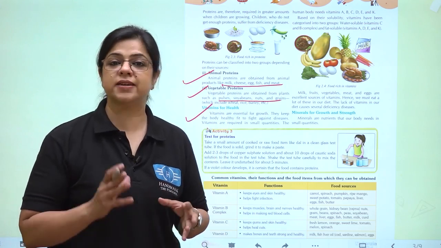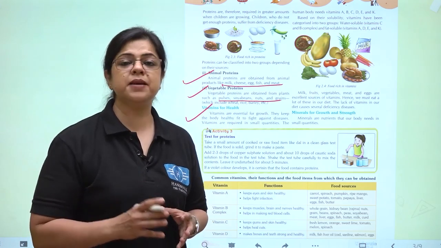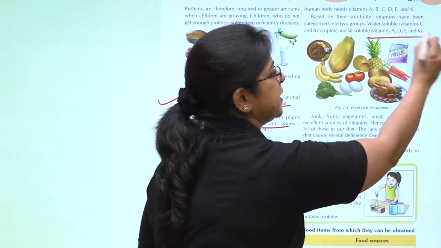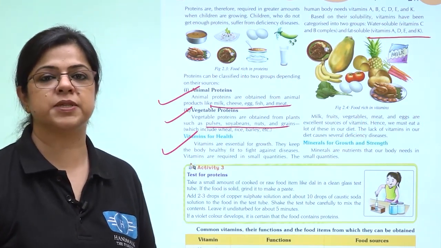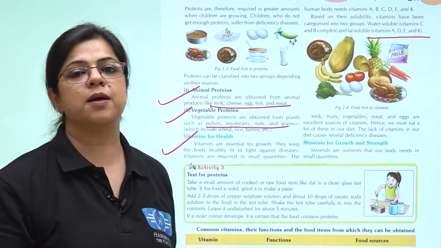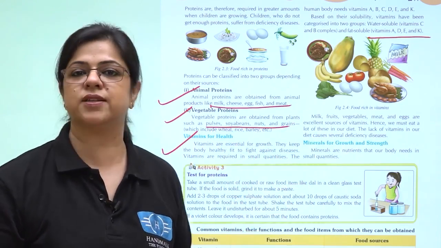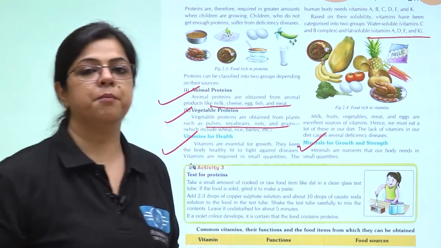Most importantly, they are essential for building immunity against various diseases. The main vitamins required by the body are A, D, E, and K. Fruits are a very rich source of vitamins. Deficiency of vitamins in our body leads to many kinds of deficiency diseases that we are going to learn later in the chapter.